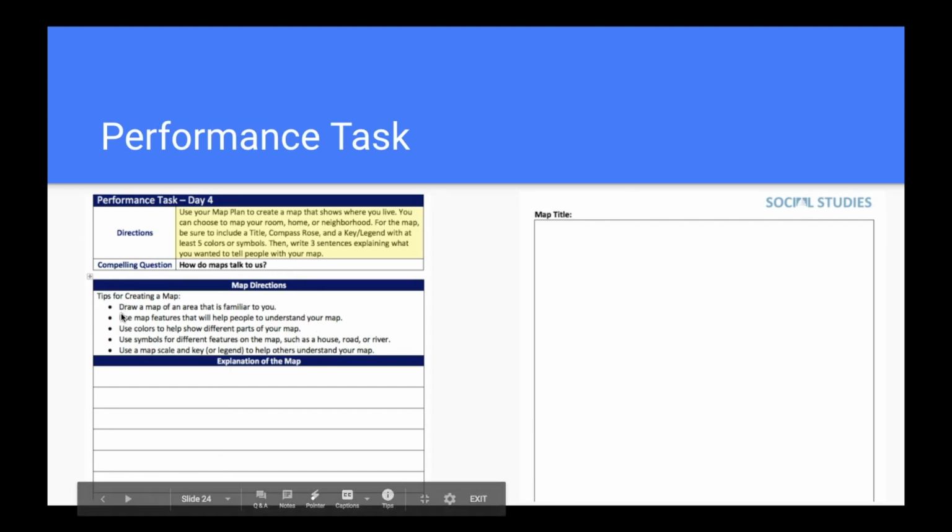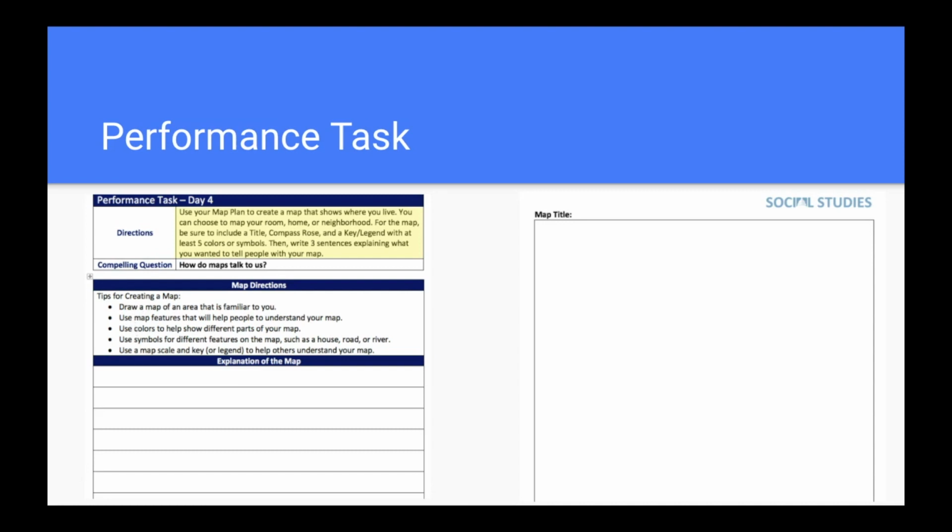There are tips for creating a map on this page, and you can also refer to the many maps that we saw throughout this packet if you still need ideas.